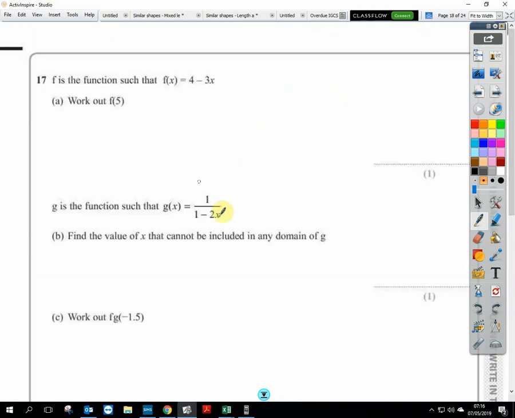Next question. Work out f of 5. That means replace x with 5. So 4 minus 3 times 5. 4 minus 15 is negative 11.